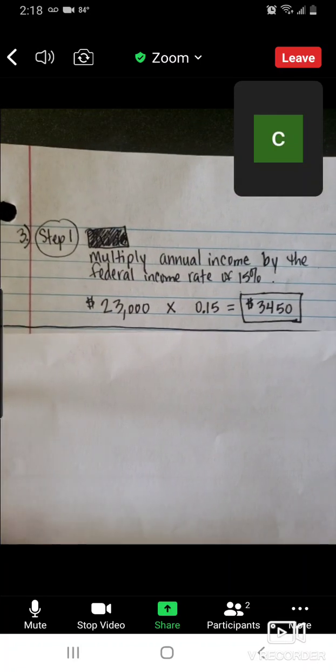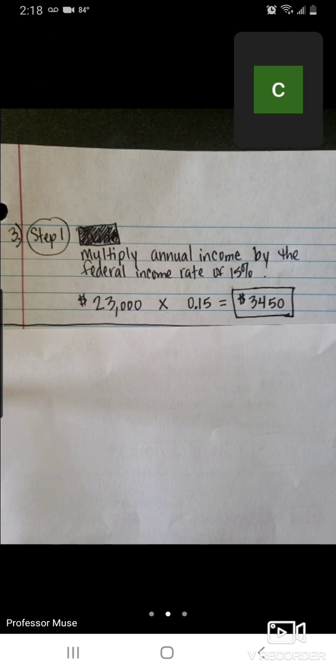Okay, so let's look at number 3. Number 3 is a one-step problem. I'll read it for you. Make sure you have your worksheet on hand.